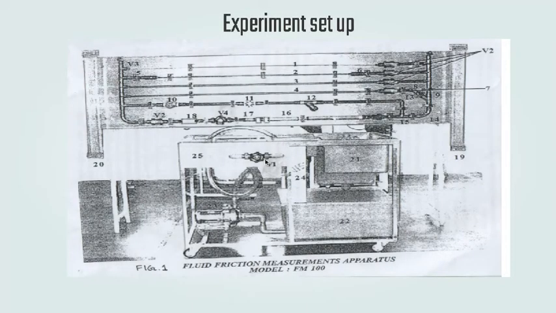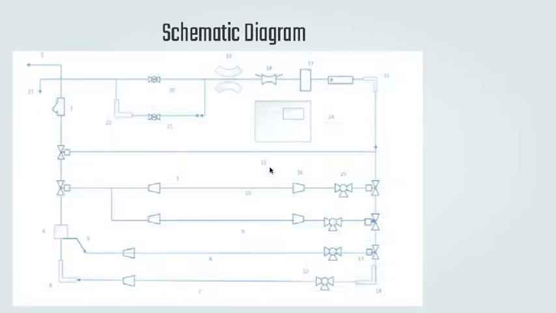So next, let's jump to the experiment setup. As you can see on the screen, there is the actual experiment setup. We have a lot of components here from number 1 to number 25, and then we have some numbers here which is the V. Let's jump to the schematic diagram. As you can see, this is the schematic diagram, and we have 25 parts in it.